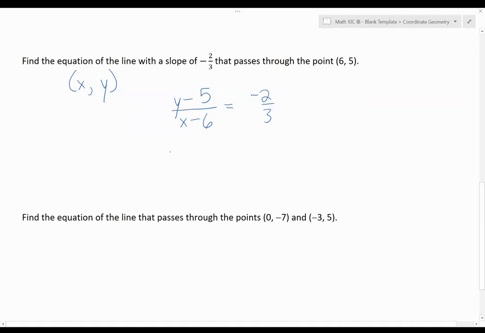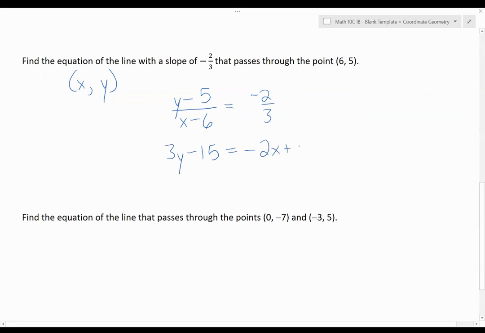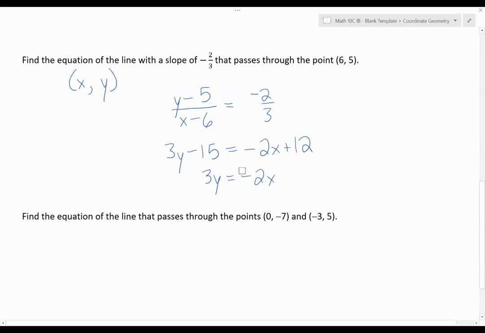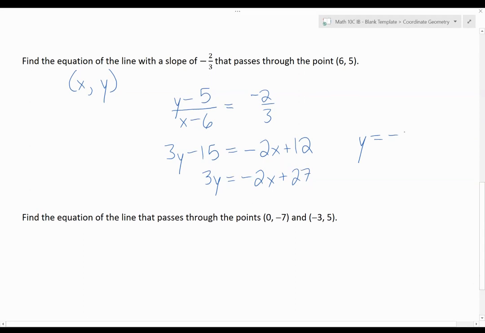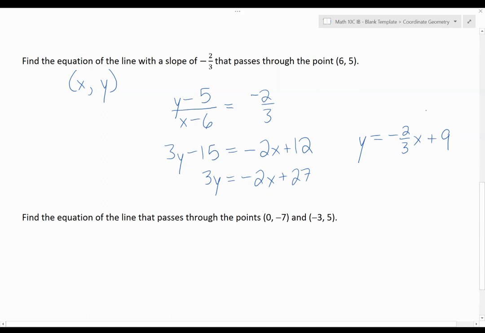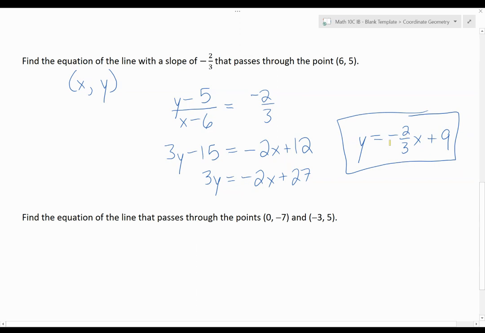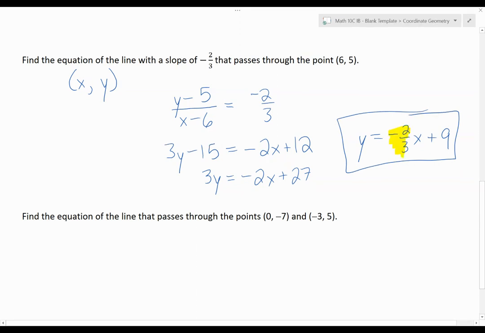What I end up with is 3y minus 15 when I distribute the 3, and negative 2x plus 12, which means that 3y equals negative 2x. So negative 12 plus 15 is going to give me 27. And I'm going to divide by 3 so that I can isolate the y. So I get y equals negative 2/3 x plus 9. So that is an equation that represents this line. Shouldn't be shocking here to see my slope show up as the coefficient of the linear term.